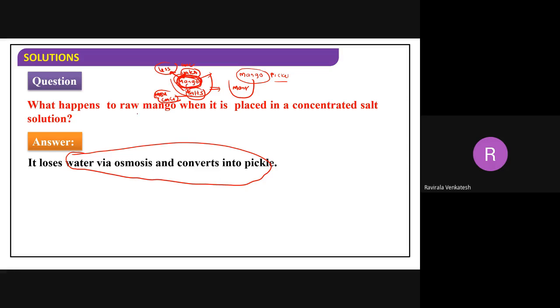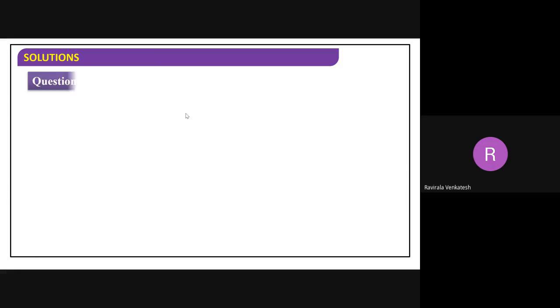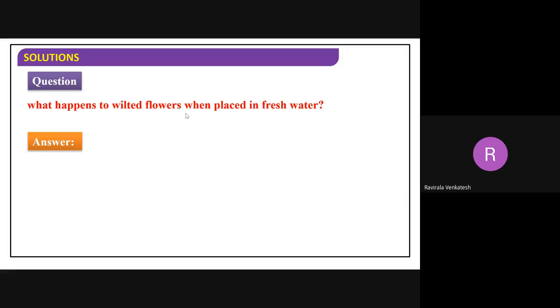Correct or not? What happens to the raw mango when it is placed in the concentrated salt solution? Which process is taking place? Osmosis. So pickle is nothing but osmosis only. Next. What happens to the wilted flowers when placed in fresh water?